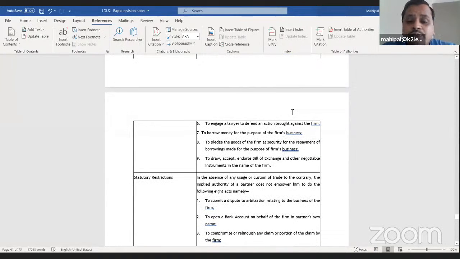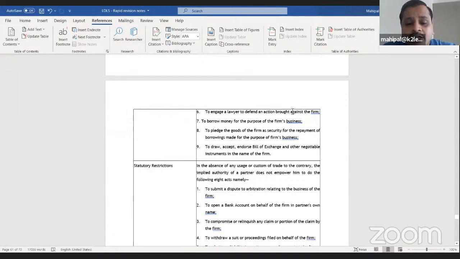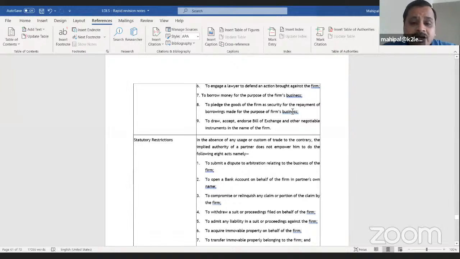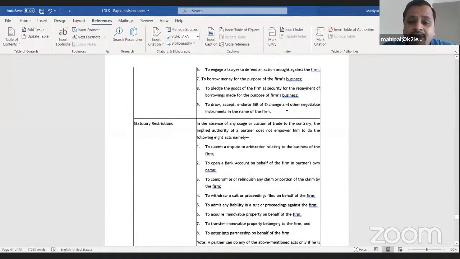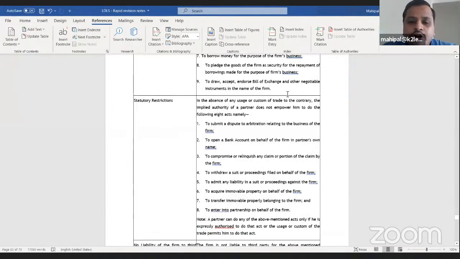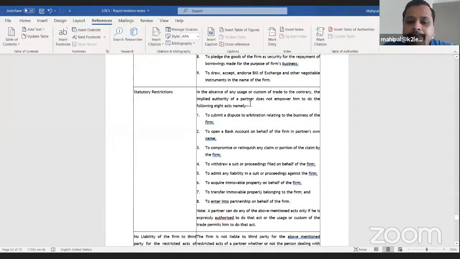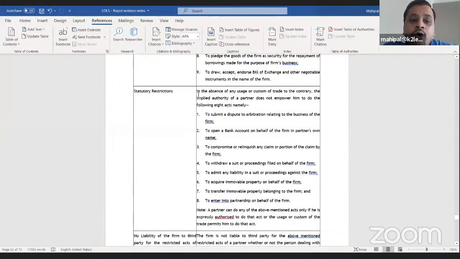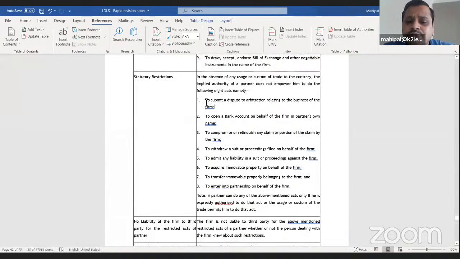of the business, to pledge the goods of the firm as security for borrowing, to draw, endorse bills of exchange and other negotiable instruments. In the absence of any usage, custom of trade or the contract, the implied authority of the partner does not empower them. These are outside implied authorities. Number one, to submit a dispute to arbitrator relating to the business of the firm.